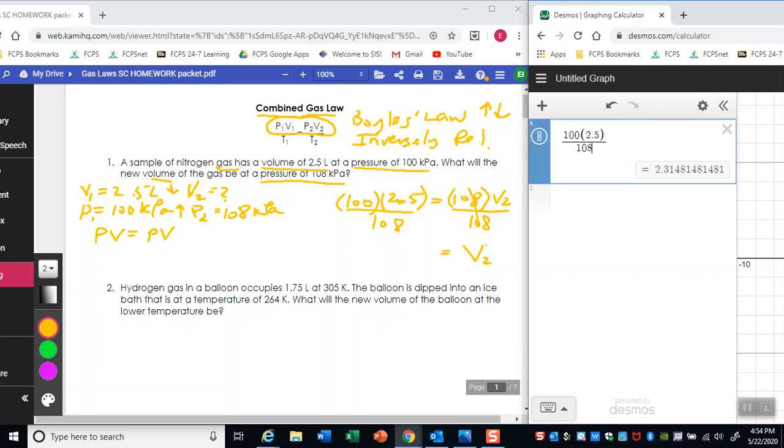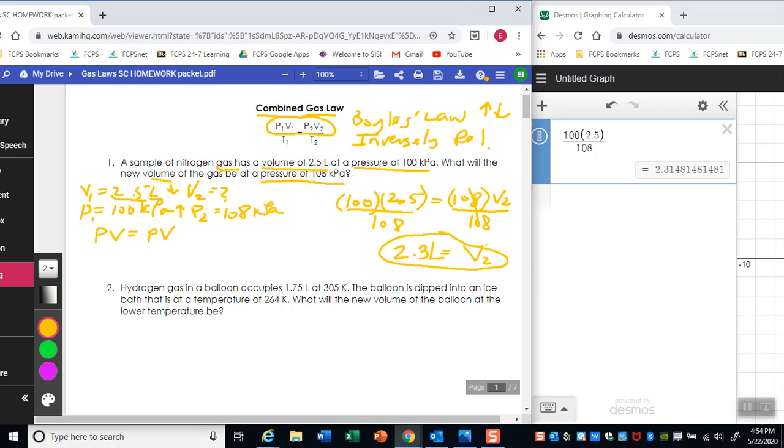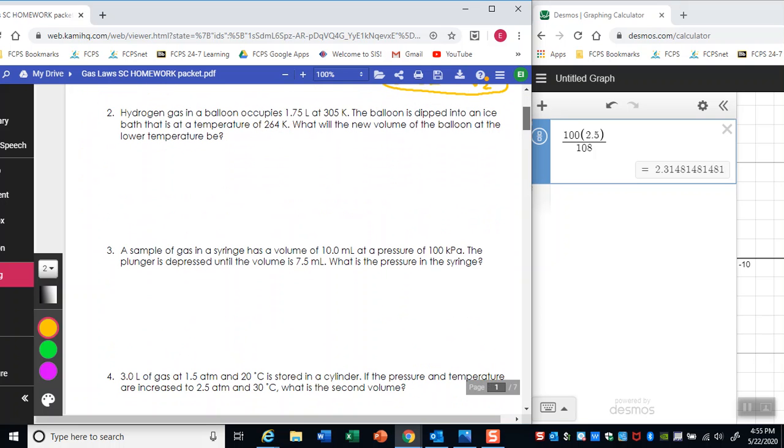Notice in the question I had 2.5, I have two significant digits. So I'll just do two significant digits here and I'll say 2.3 is my new volume. And then you always, in your answer, you need the unit. So volume is in liters. And so this would be my final answer. All right, and that's all you have to do to solve these equations. It just takes practice. So let's change colors.